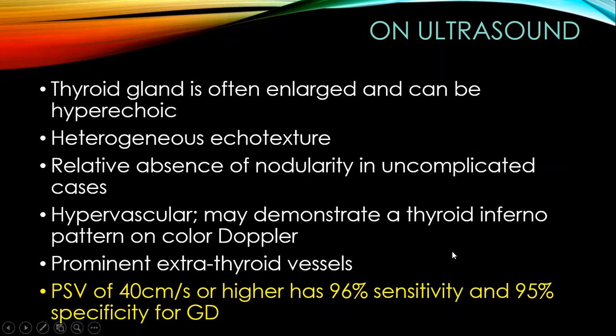It is markedly hypervascular that it gives us what is called thyroid inferno on color Doppler. Then we have got prominent extrathyroid vessels, which have very high velocity flow, that it can have a peak systolic velocity of 40 centimeters or higher. So it actually has 96% sensitivity and 95% specificity for diagnosing Graves' disease, which is actually better compared to lab evaluation.